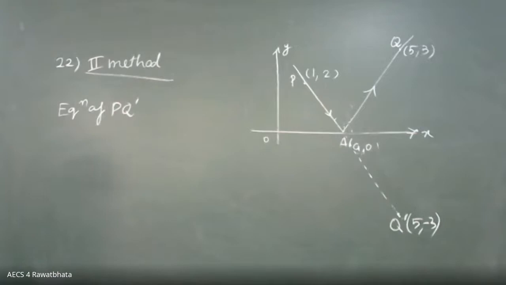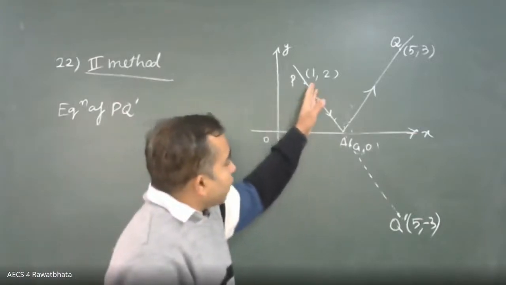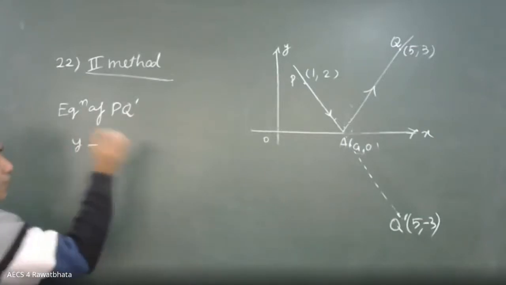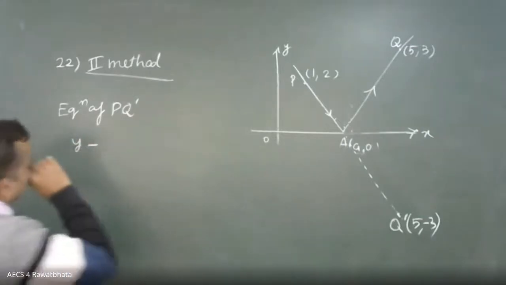Abid, can you tell me the equation of the line joining (1, 2) and (5, -3)? Yes, tell me. Put the values. Yes.